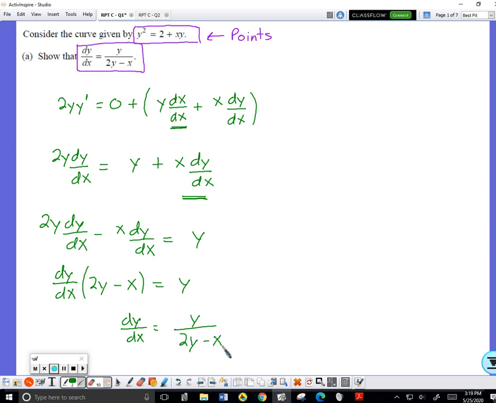2 points for that. They'll give you 1 point if you get to here, and then the second point if you get to here. So 2 points total. How many steps do you have to show? You could skip this one and go right to this step. That would get you the first point. If you go from this step to the end, they'll give you the second point. So you don't have to show these 2 steps in between.